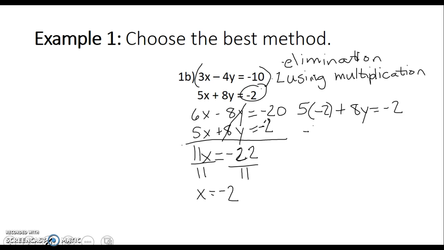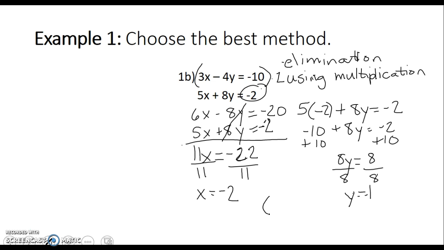5 times negative 2 gives me negative 10 plus 8y equals negative 2. Add 10 to both sides. I'm left with 8y equals negative 2 plus 10, which gives me 8. Divide both sides by 8, and 8 divided by 8 gives me 1. So now my answer is my x value is negative 2, and my y value is 1. There is my answer.